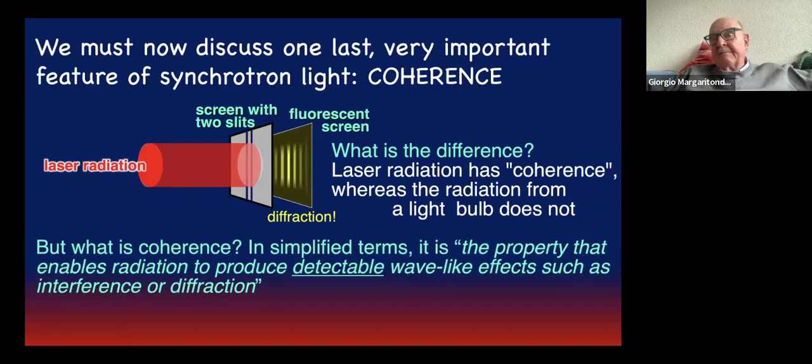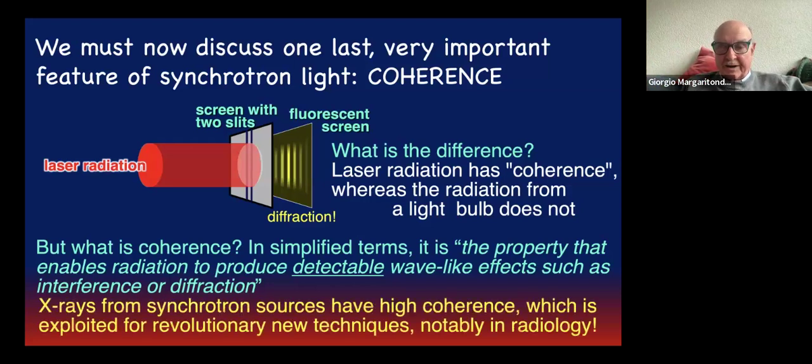And so, by simplifying things, we can say that basically coherence is that property that allows the radiation to produce detectable wave-like effects like interference or diffraction, okay? And you can remember from everyday life that in some cases we see wonderful diffraction colors, even from sunlight. That's an interesting topic on its own, but this gives you the difference between coherence or no coherence.